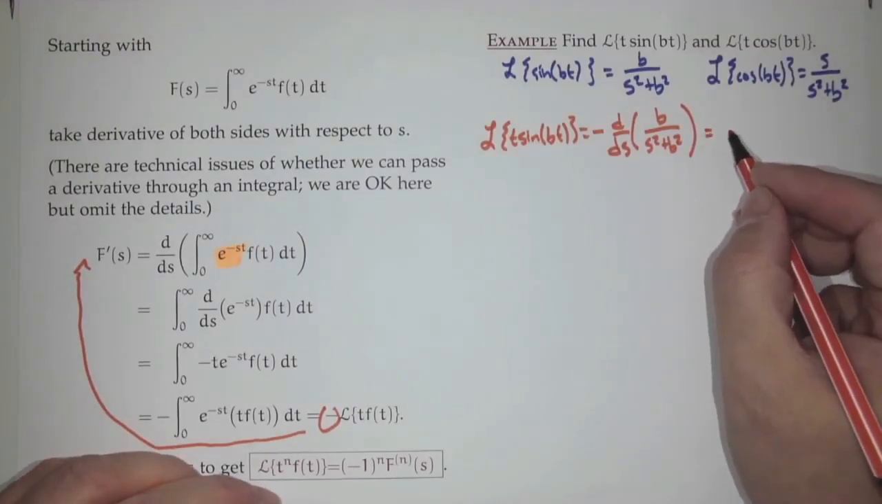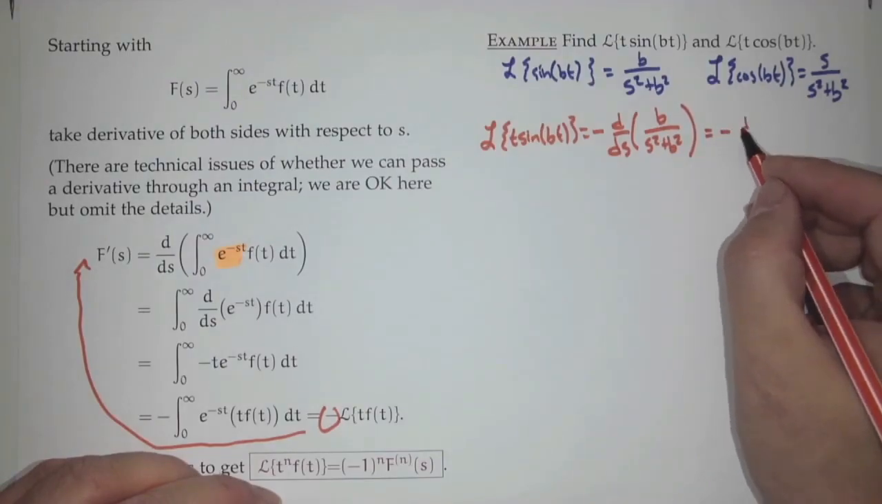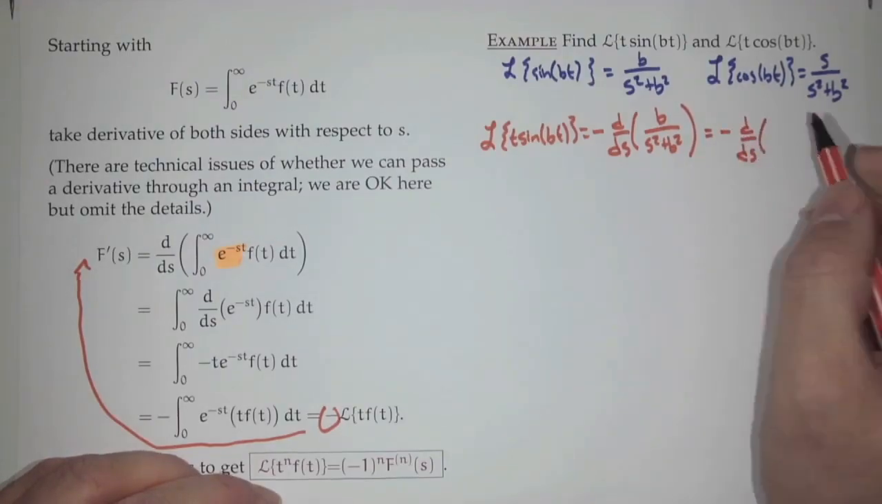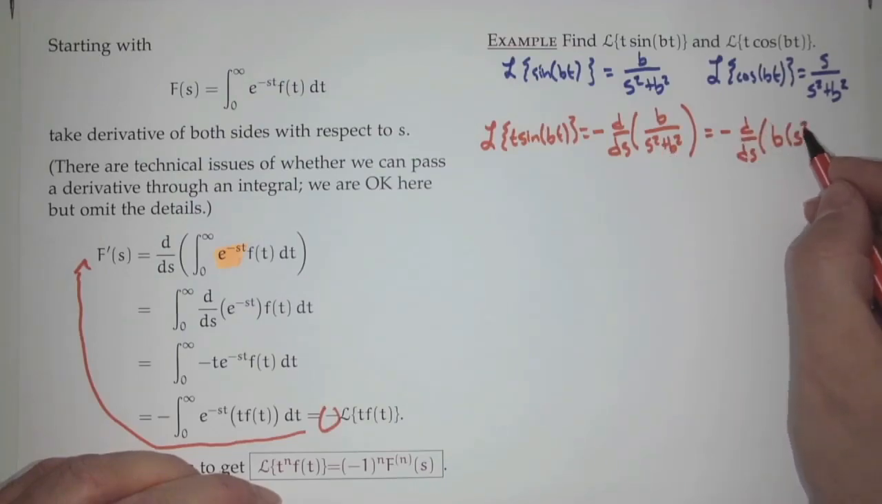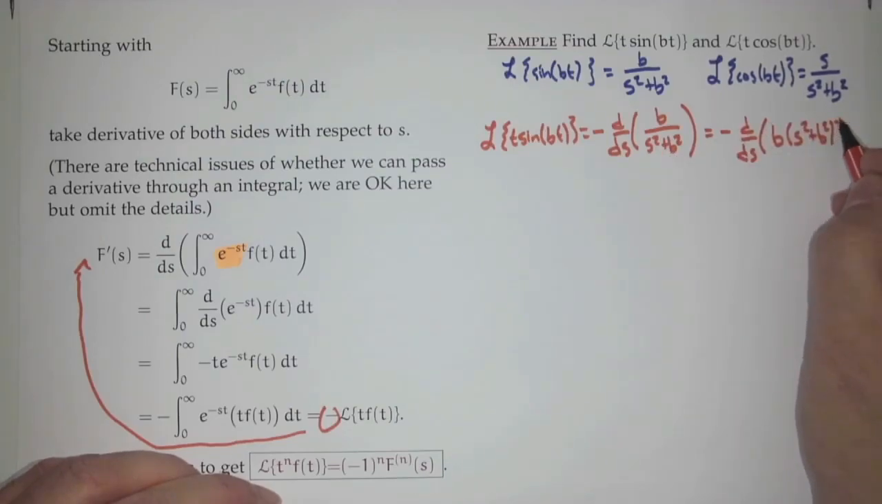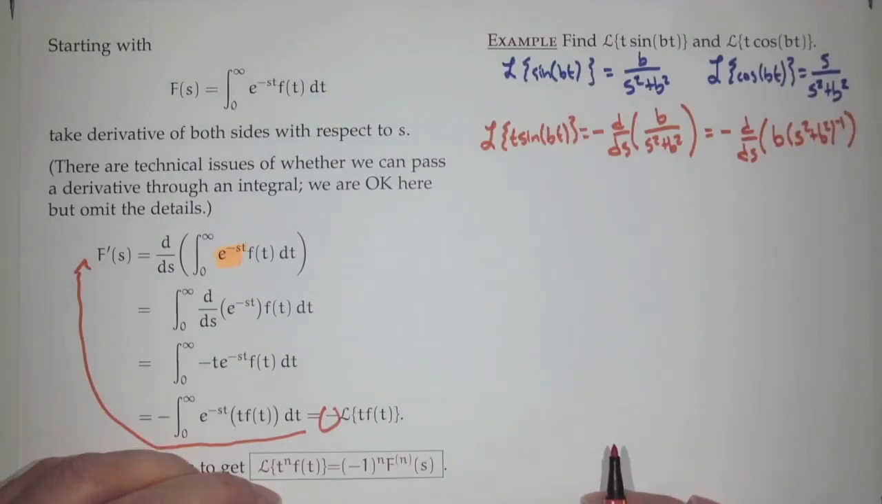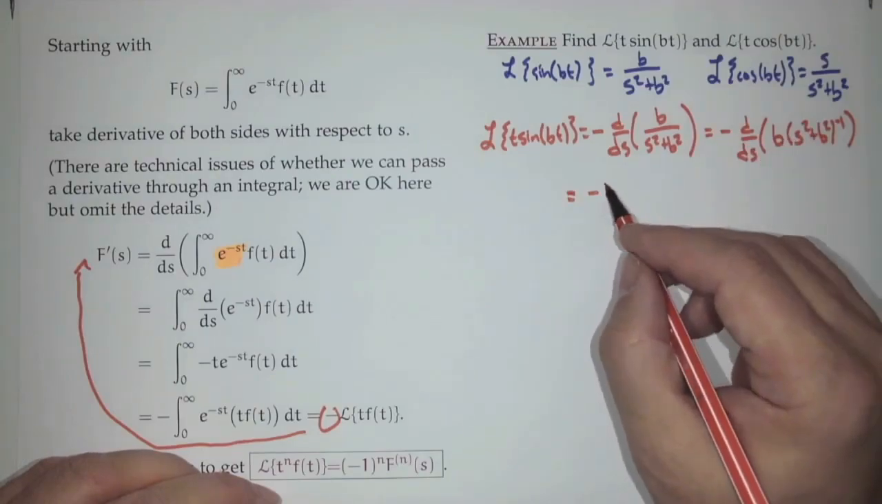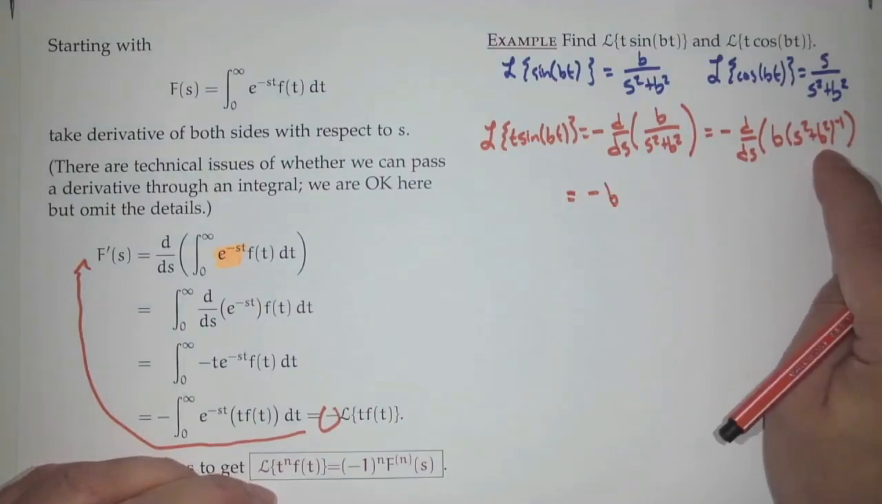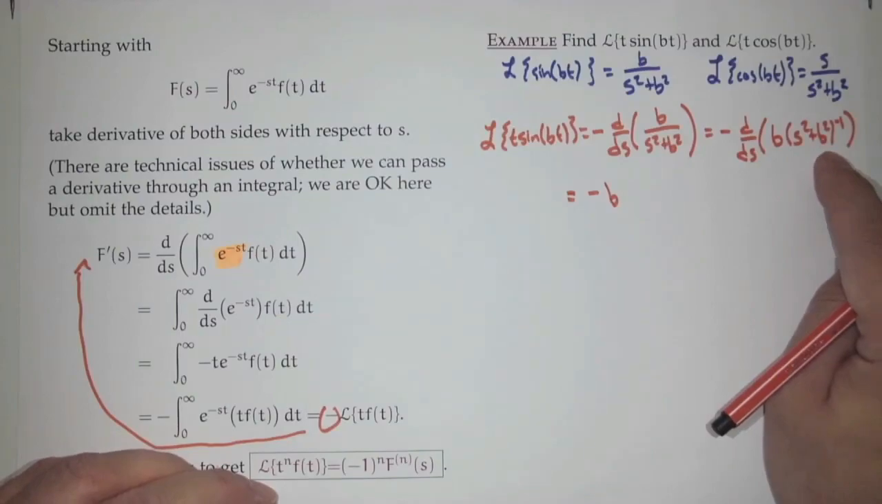If you think back to your old tricks that you learned from calculus, s squared plus b squared downstairs is s squared plus b squared to the minus 1 power. And now, well, the minus is there, the b is a constant. How do you take the derivative of s squared plus b squared to the minus 1 power?